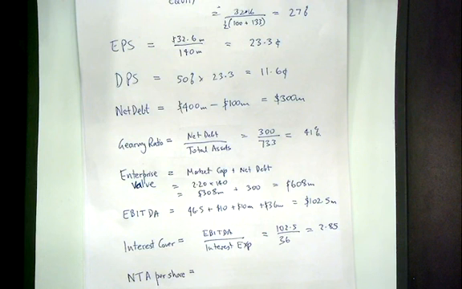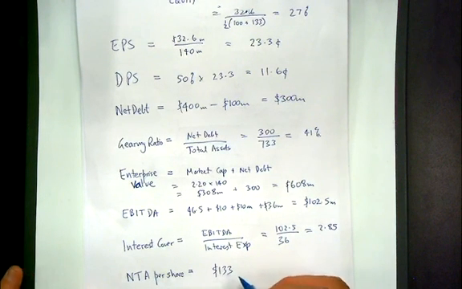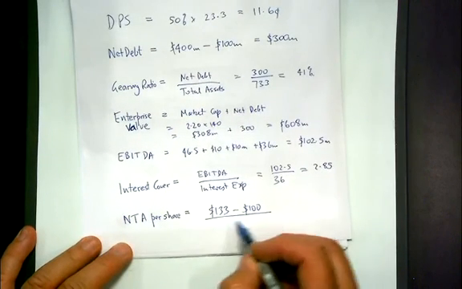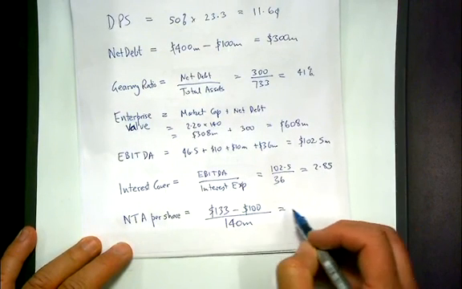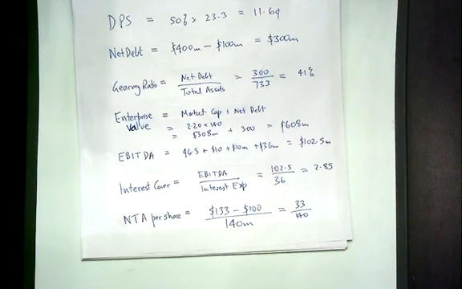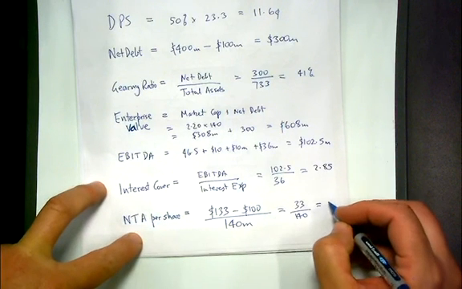Then the NTA per share is, we have to go to the balance sheet. So if you look at the balance sheet, the total assets are 730, the net equity is 133, but we have to deduct brand names and intangibles. So we have to deduct 100 million. And then we divide that by 140 million shares on issue. So it equals 33 on 140, so it equals 23 cents, I think.